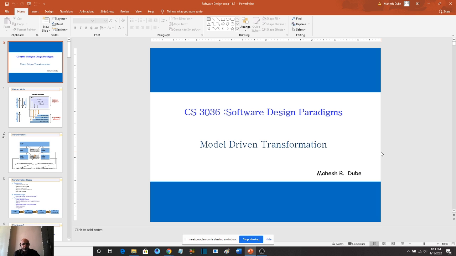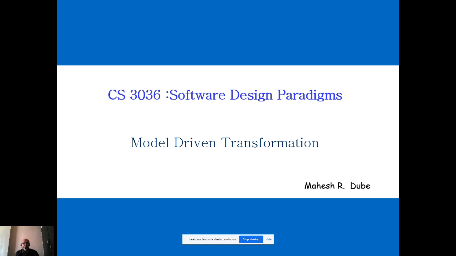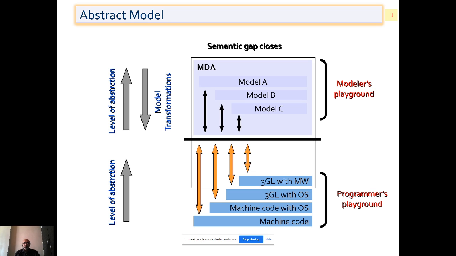So, the basic theory we have seen that there are four viewpoints: CIM, PIM, PSM, and PDM, and there are four levels: M0, that is user data level or system level; M1, terminal model level; M2, meta model level; and M3, that is the meta model level, that is MOF. So let us start off with the model driven transformation.